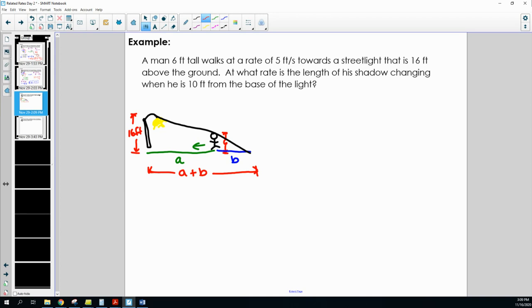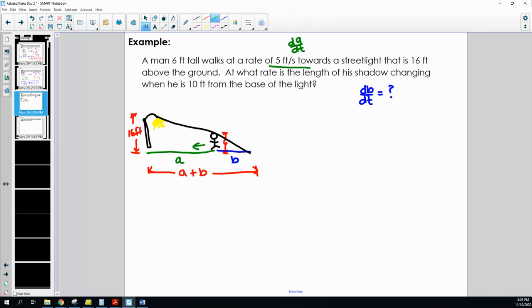So we want to find the rate of change of the length of his shadow. So what we're trying to find is dB over dt, the rate of change of B, so the rate of change of his shadow with respect to time. They're telling us he walks at a rate of 5 feet per second towards the street light. So this 5 feet per second is going to be dA over dt. That's the derivative of A with respect to time, the rate of change of his walking.